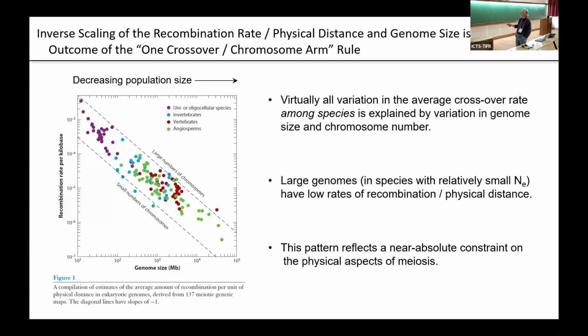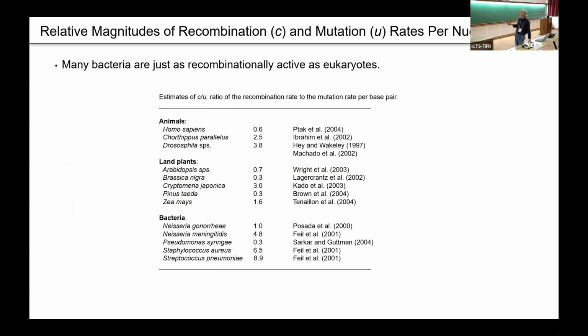The slope's -1, and there's some vertical variation. But the main point is if you're thinking about the average recombination rate per nucleotide base in organisms, if you just know what the genome size is and the number of chromosomes, you're within about 99% accuracy of the average rate across the genome. There can be variation on chromosomes, but the average is nicely explained by this general one crossover per chromosome arm. I mentioned before, bacteria have rates of recombination in the same vicinity as eukaryotes.